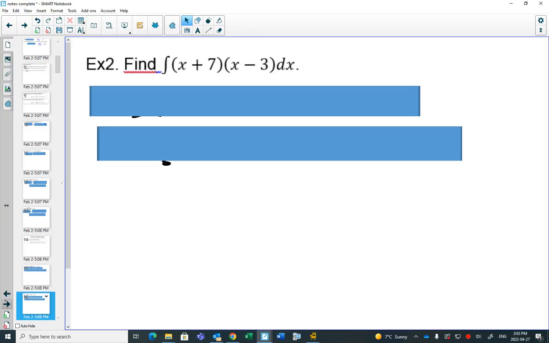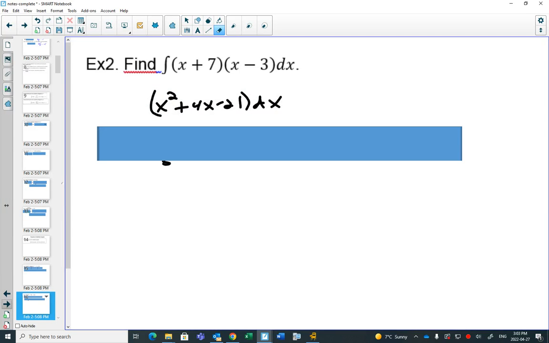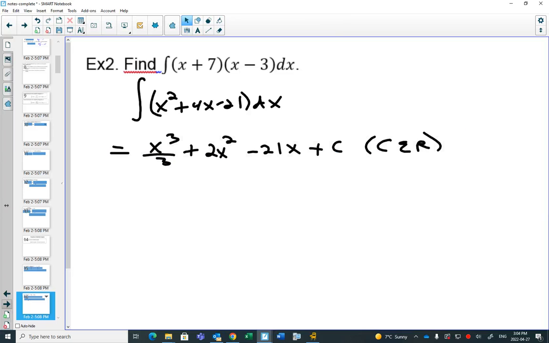So just like derivatives, we sometimes have to do a little bit of work before we get it into a form we can integrate. It's not so bad. So if I multiply this out, then I can integrate each one separately.